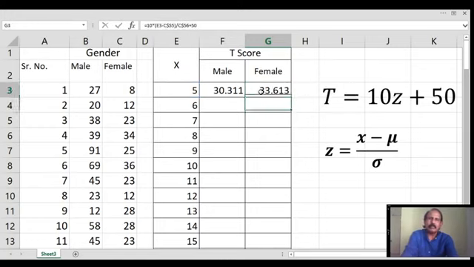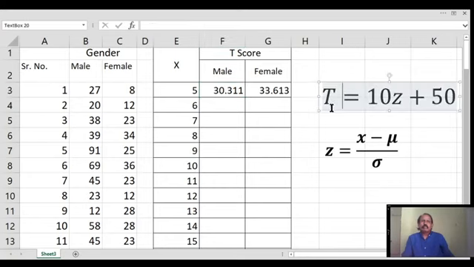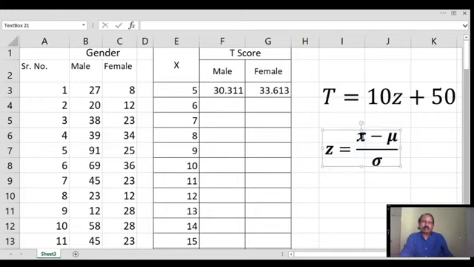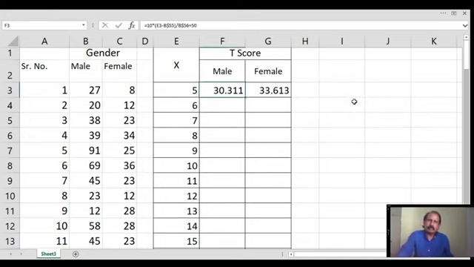In this way we have got the t-scores for male and female for x equals 5. Now we have to find the t-scores for all the numbers, from 6 to 91, for male and female both. Now friends, we don't have to write the formula again and again. We will copy and paste both the formulas into the remaining cells.